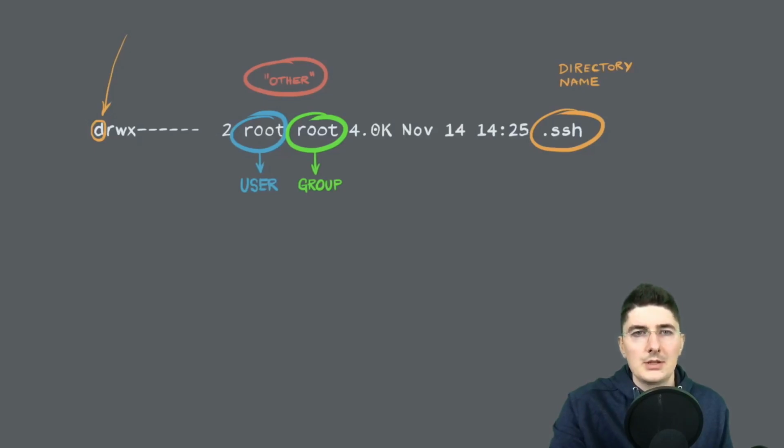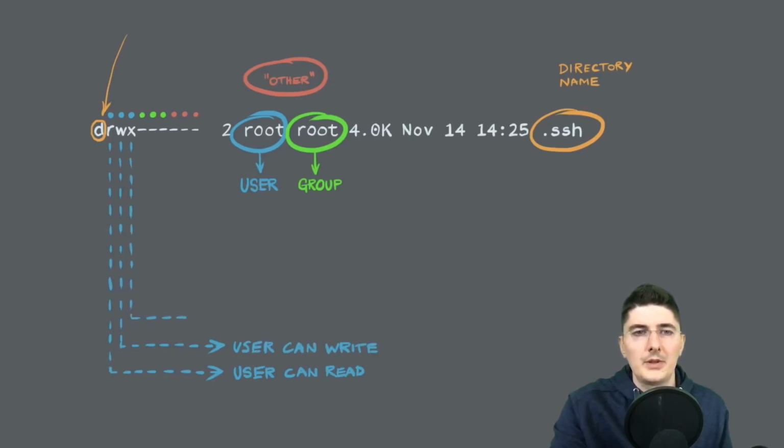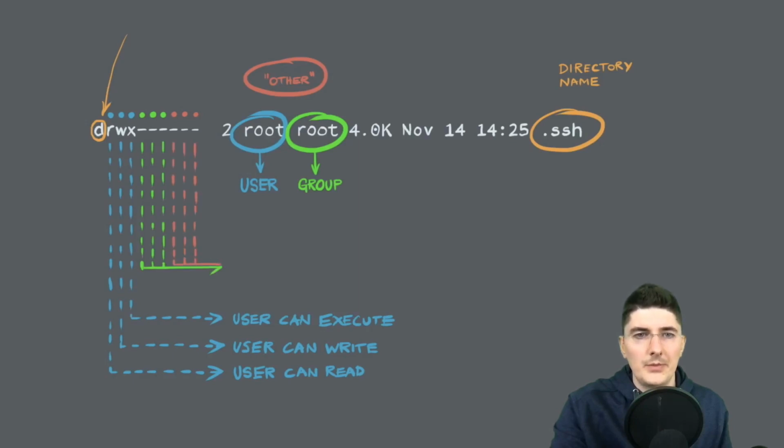You have three sets of three, meaning the first three characters are user permissions, the second three are group permissions, and the last three other. In this case, user has read, write, and execute. If it's a directory, execute means you can cd into it. Group and other don't have any permissions.